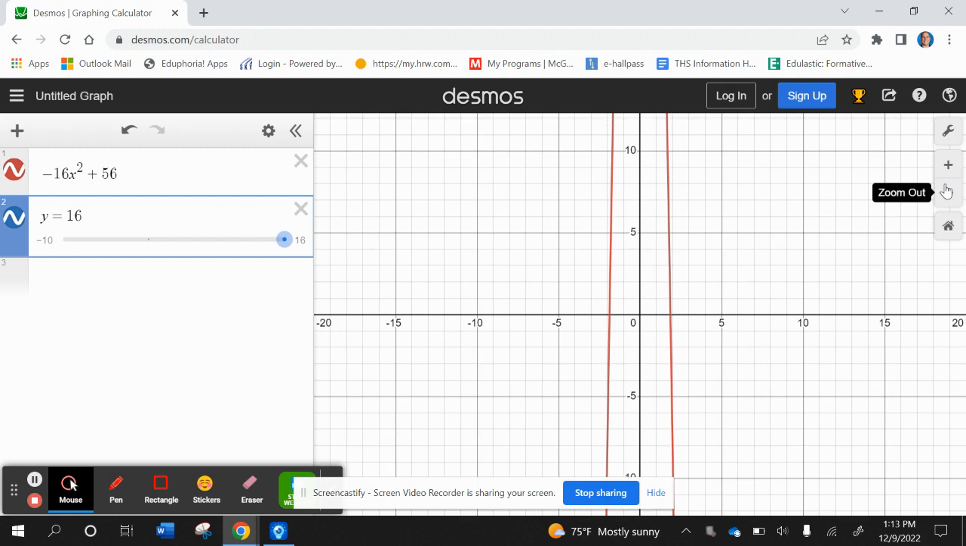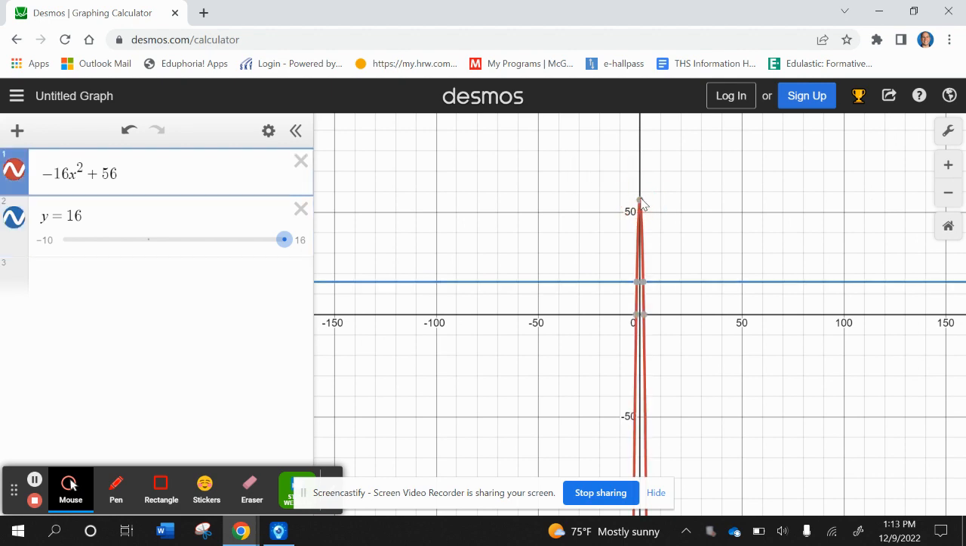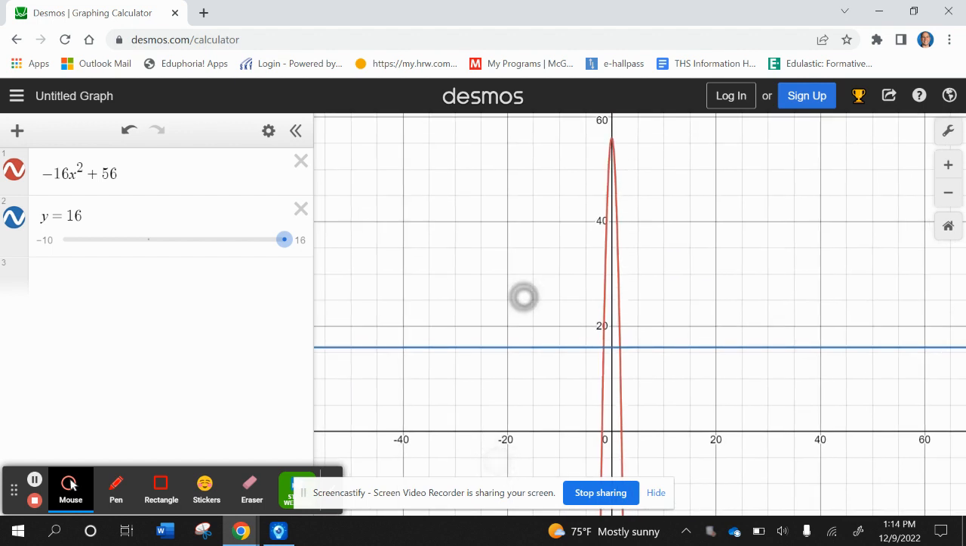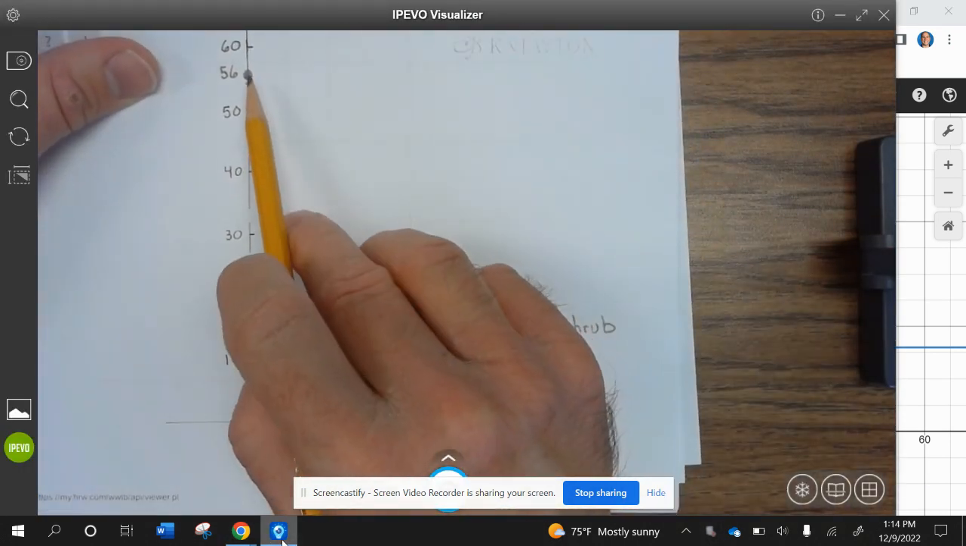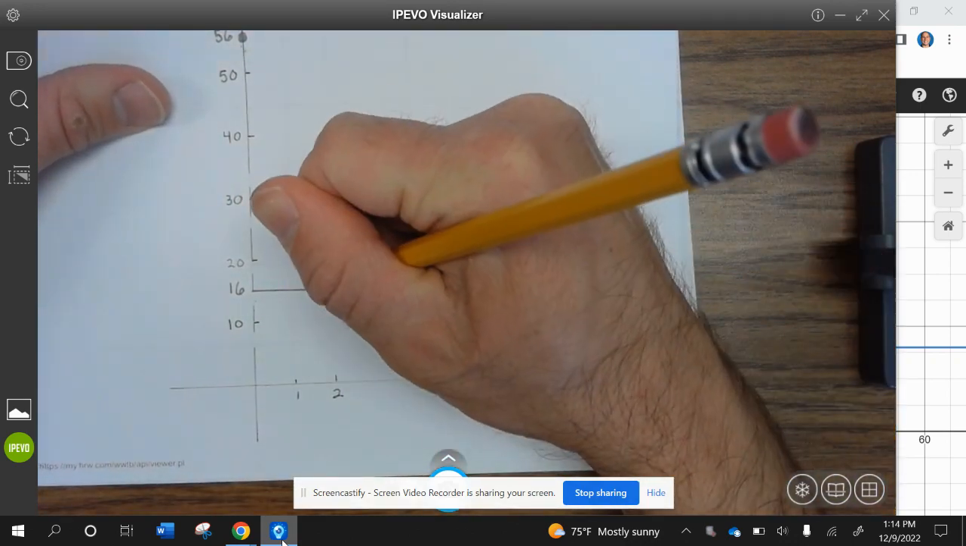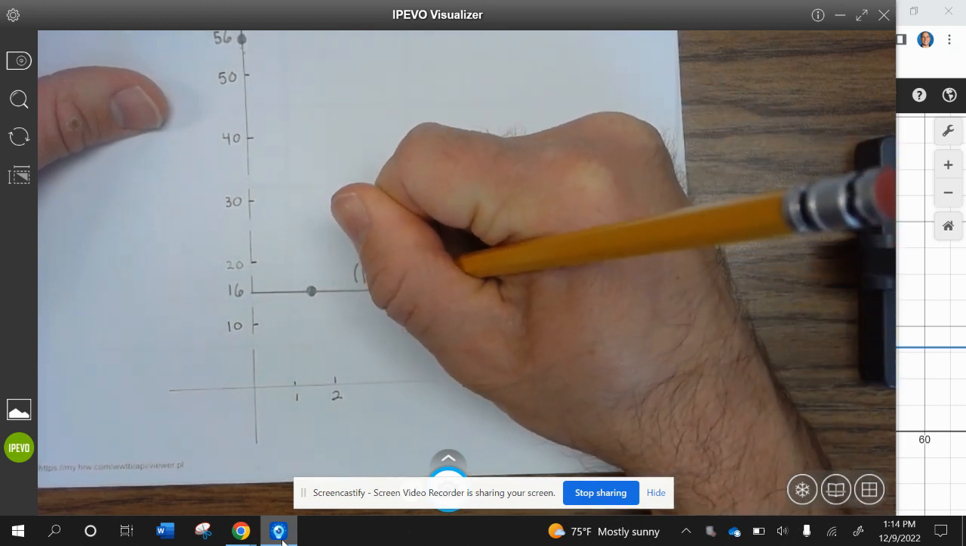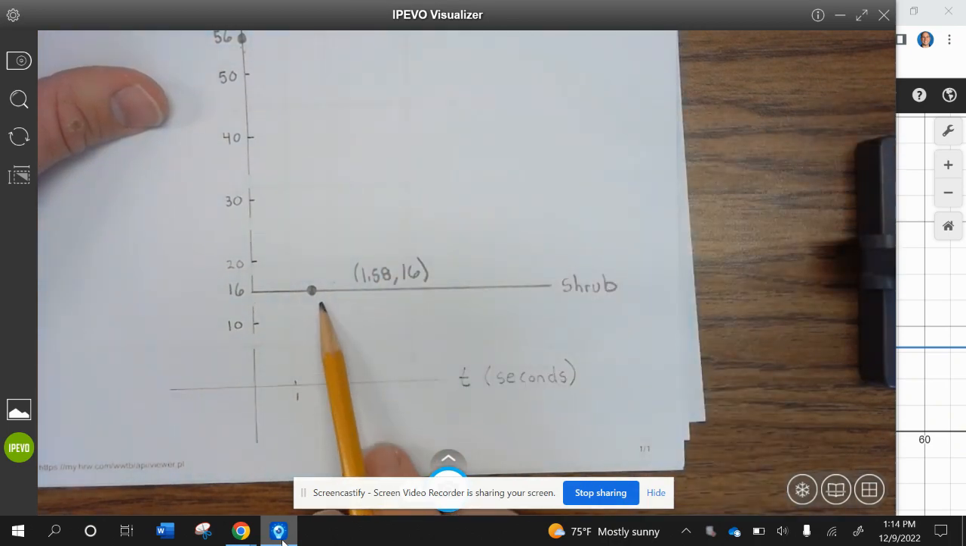Okay, we're going to need to zoom out a little bit. All right, so here, this point is where the banana started. And we're going to zoom a little bit. Yep. And then here is where the banana hit the shrub. Okay, so we have our point at 0, 56. And then here at the point 1.58 comma 16, but that banana hits the shrub.